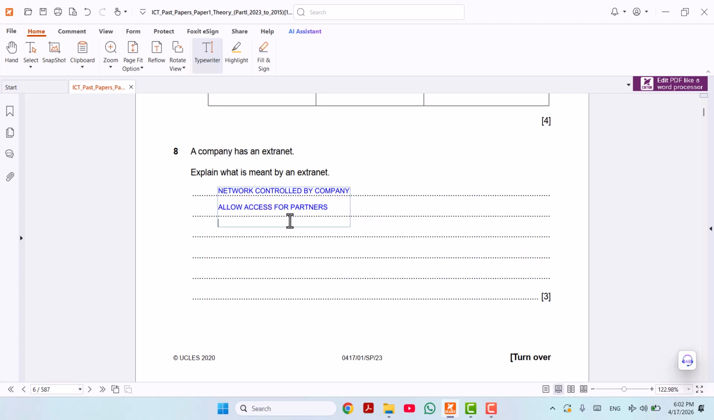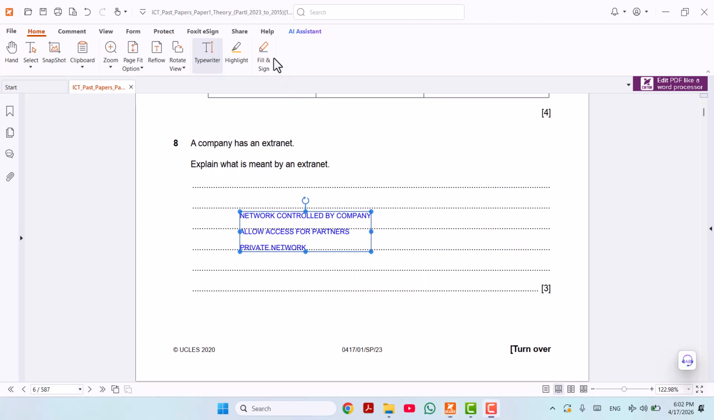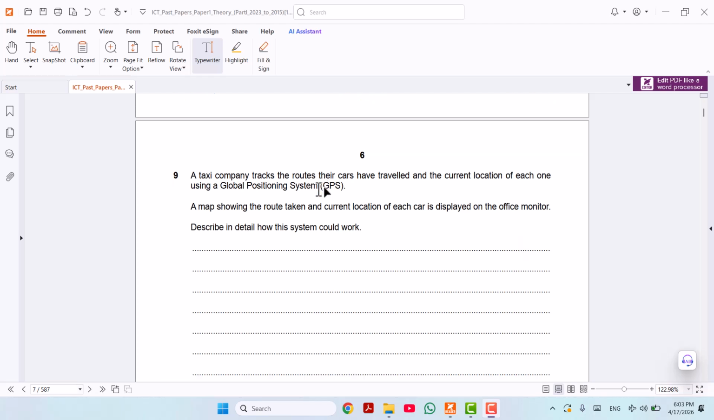Okay. After this we can say it is a private network. Remember also private network. So it's enough because he didn't mention how many points here, but he gave me 3 marks. So each one will have a mark. Okay. After this we have question number 9.